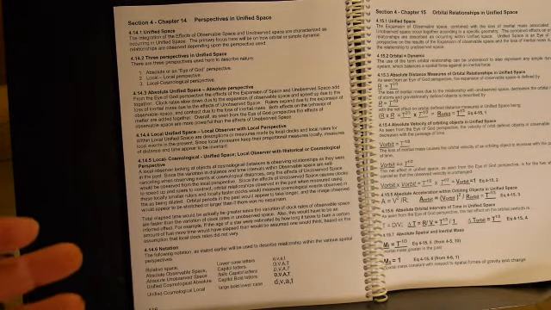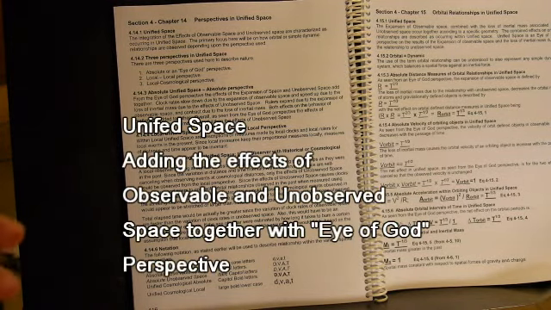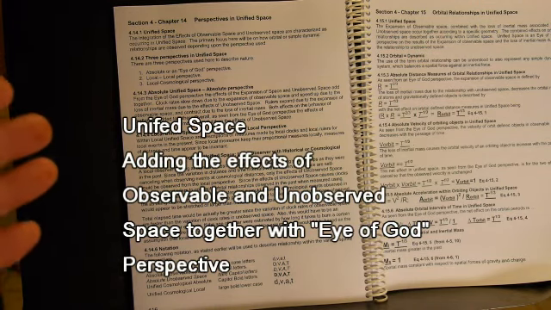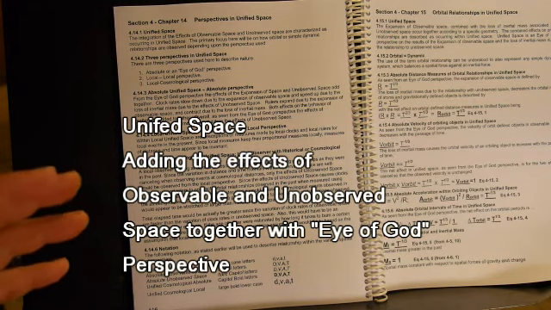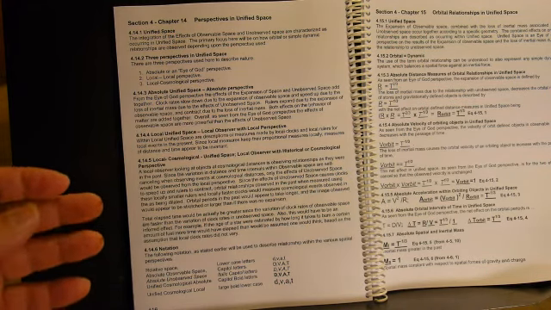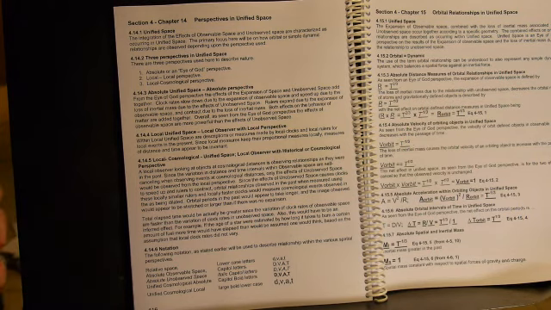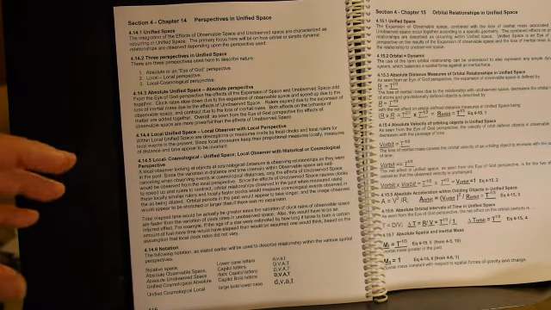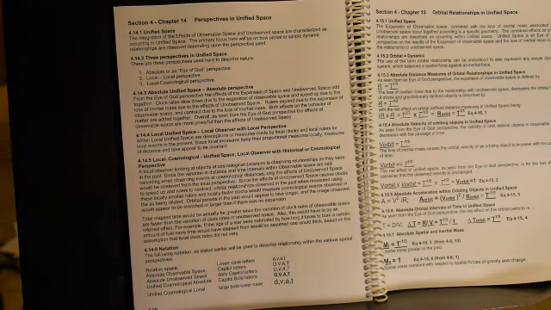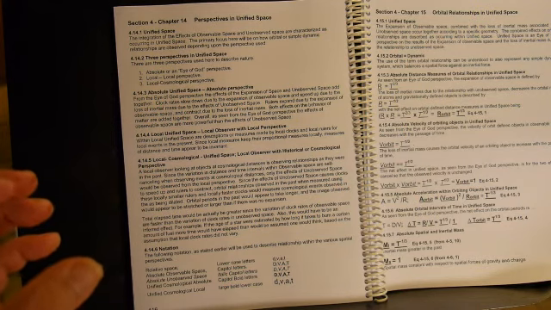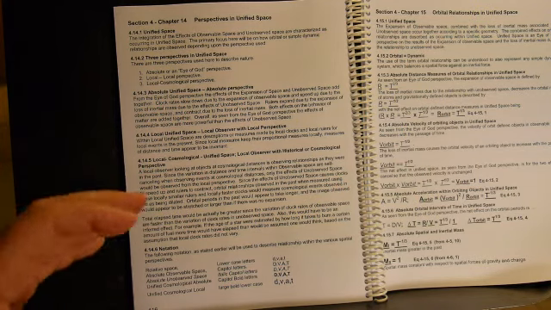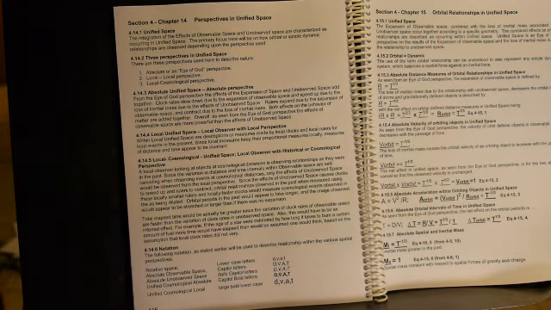Okay, so far we've established the relationships of observable space, and we've established the relationships that occur within unobserved space. And when we combine these two together, we get a perspective in unified space. When we describe these relationships, we can look at this as an eye of God perspective, and eventually we'll also convert this to what our local perspective would be on cosmological types of events.